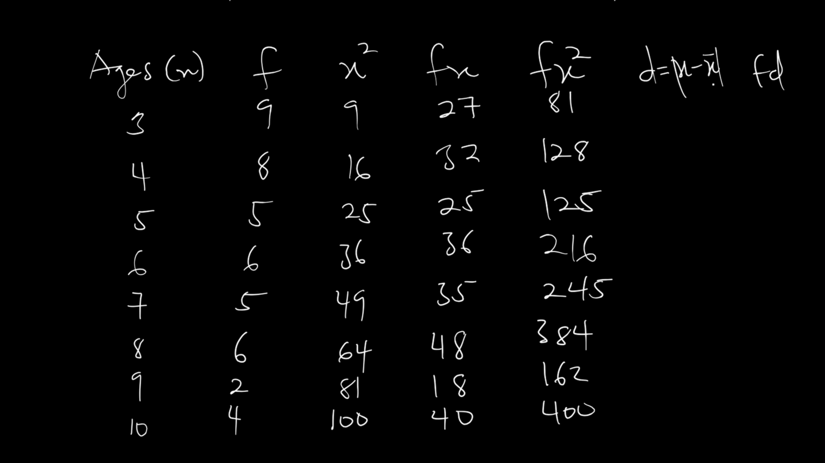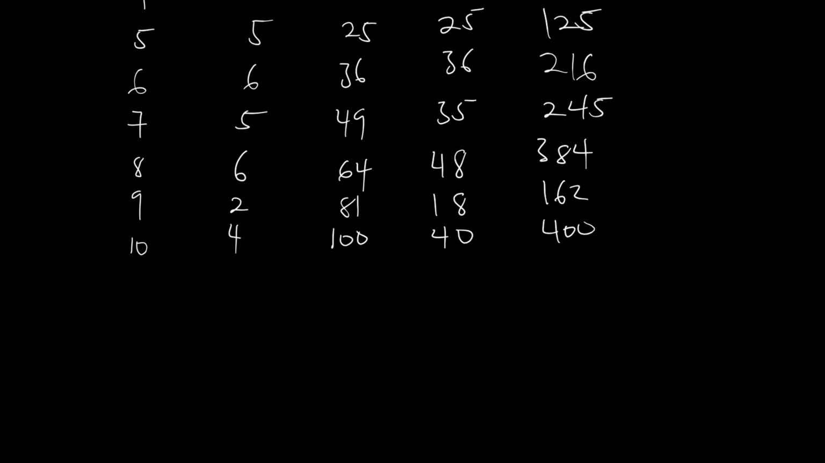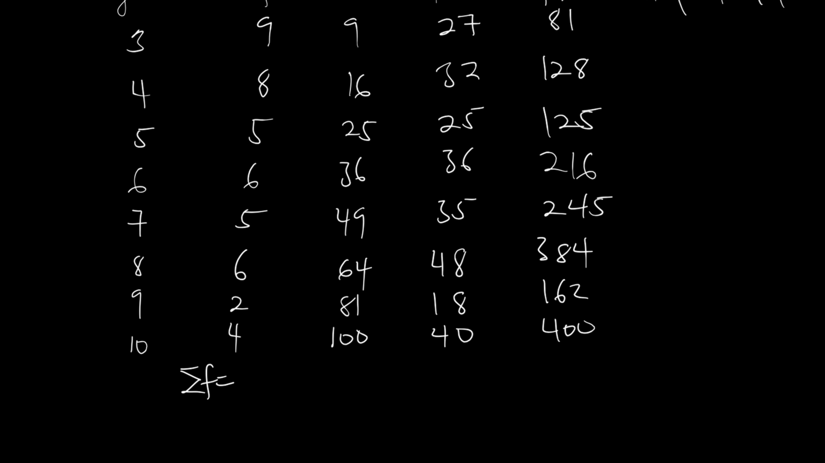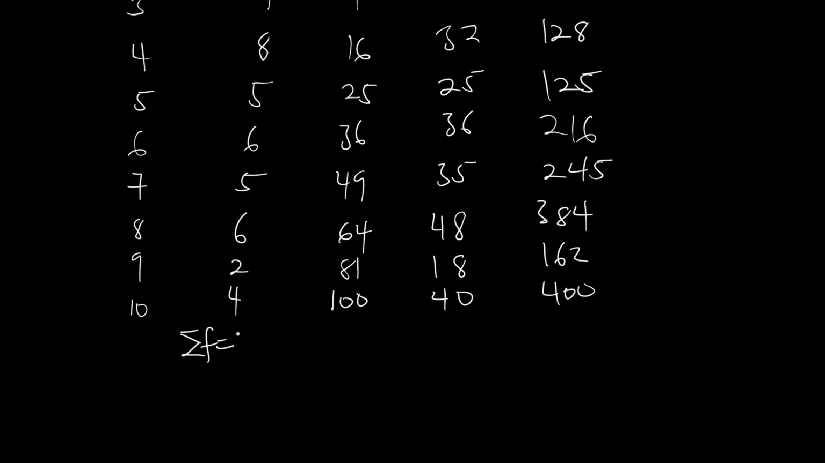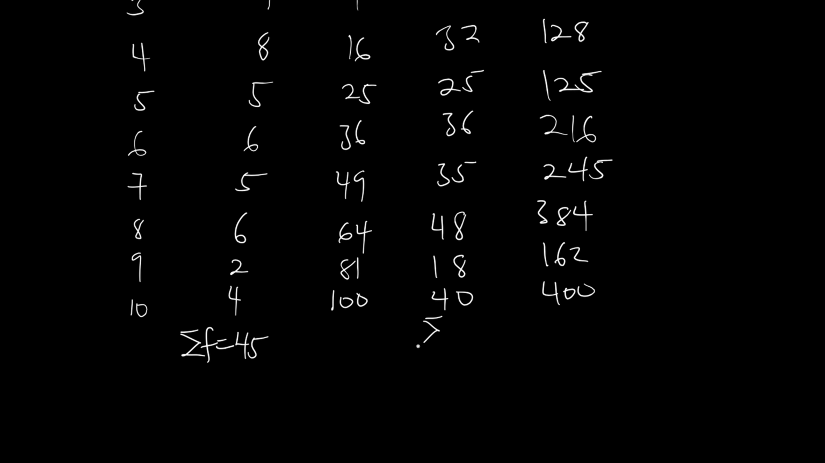So we don't know our mean yet, so we can use this to find our mean first. Then we fill the table for these two columns. First, let's find the sum of f. The sum of f would be 45. Then we need to find the sum of fx. The sum of fx will be 261.